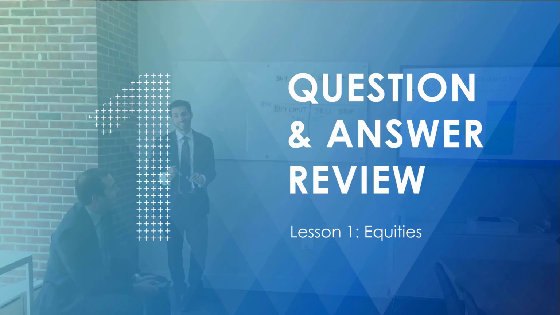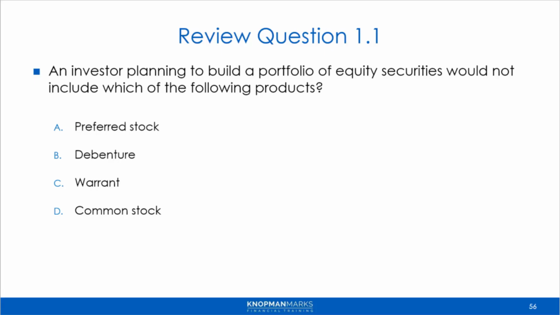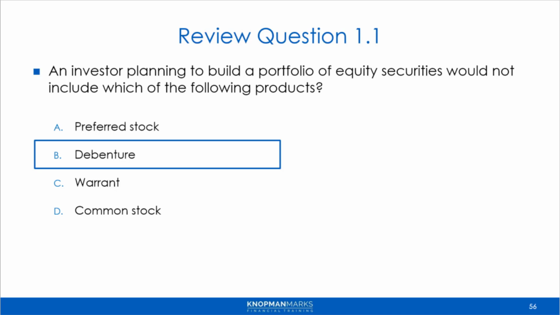So review question 1.1. We have an investor planning to build a portfolio of equity securities. This investor would not include which of the following products? Would our investor include preferred, debentures, warrants, or common? Now, hopefully, even if you didn't know what a debenture is, because that is the right answer, you would have been able to select it because you say, I know what preferred is, I know what warrants are, and I know that common stock are all equities.